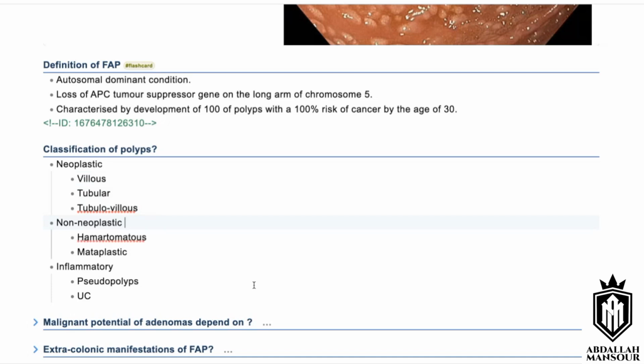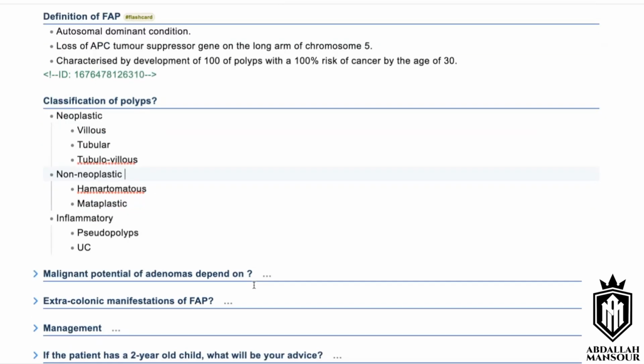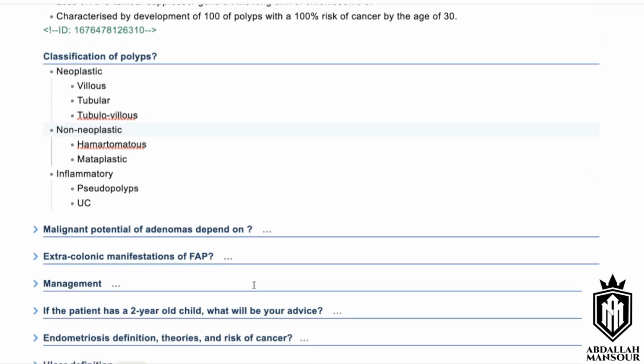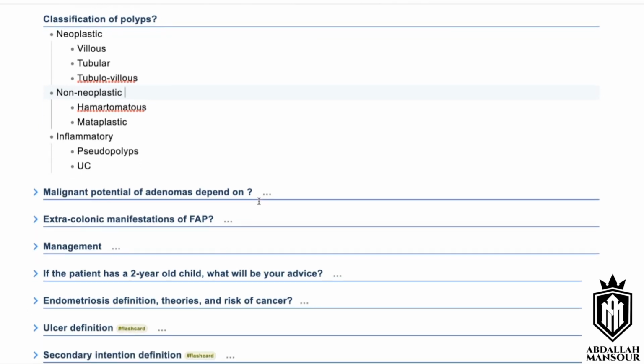What does the malignant potential of an adenoma depend on? It depends on the type of the adenoma, the size of the adenoma, and the differentiation as well. Yeah, so you need to give me examples. So in terms of size, what happens? You said it depends on size. What exactly happens? Which size will lead to cancer?